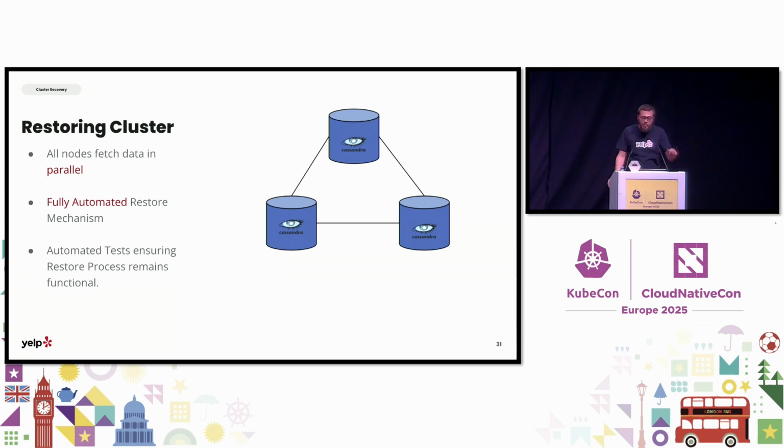But the requirements of disaster recovery are quite unique. The process is usually rarely needed, but when it's needed, there is urgency. You don't have time. So we built some automation around the init containers to ensure that our process always remains functional.